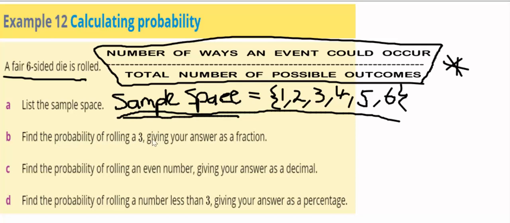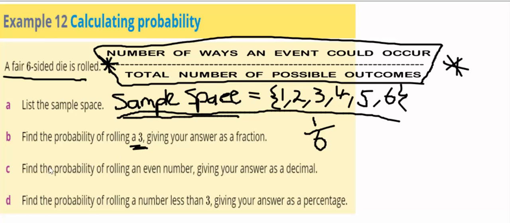Find the probability of rolling a 3, giving your answer as a fraction. Using our little formula up here, the number of ways that a particular event could occur. We've got a six-sided die. The probability of rolling a 3, that's all we want, one single event, a 3. How many ways can a 3 come up? Well, once. The total number of possible outcomes? There are 6, so our answer there is 1 over 6. That's your answer for that one. That's how easy it is.